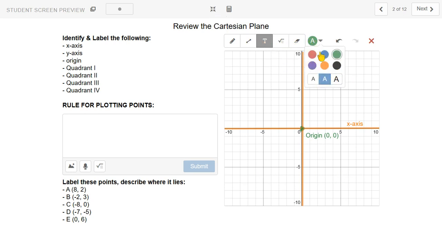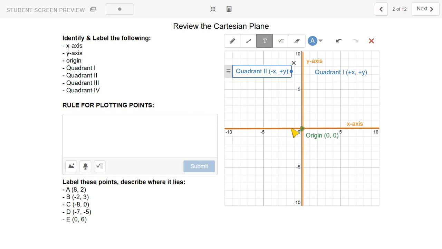The first one is the one that we're probably most familiar with. Quadrant 1, all of the values in quadrant 1 will have a positive x value and a positive y value. We're going counterclockwise now. So in quadrant 2, we now have a negative x value and a positive y value.